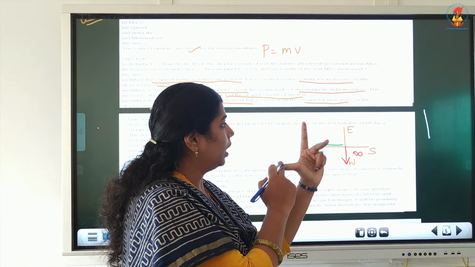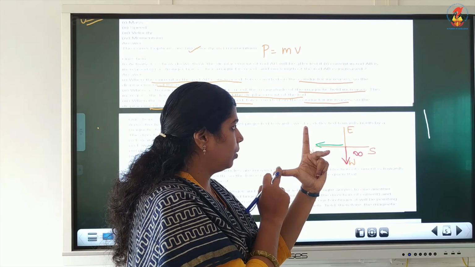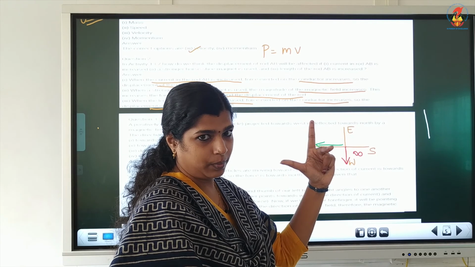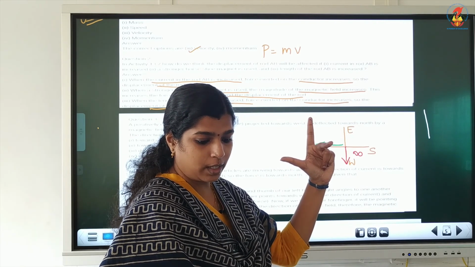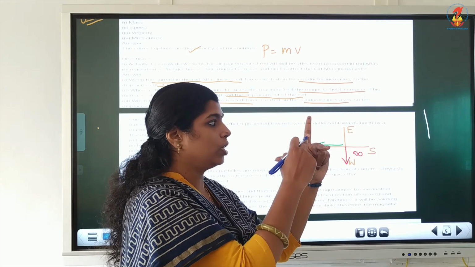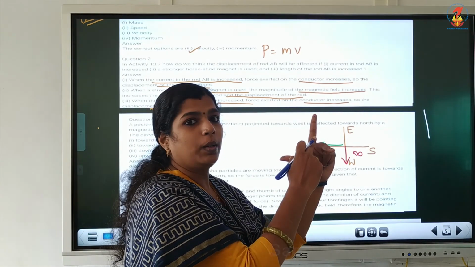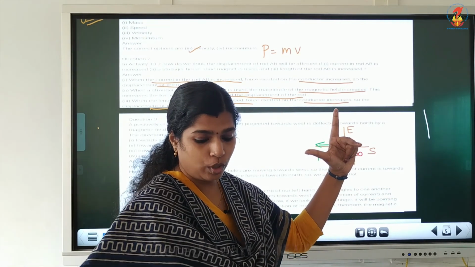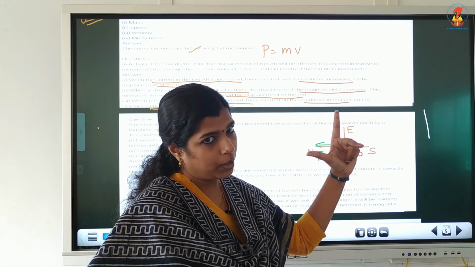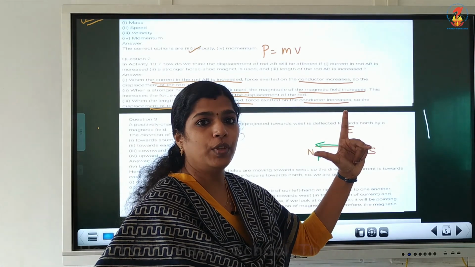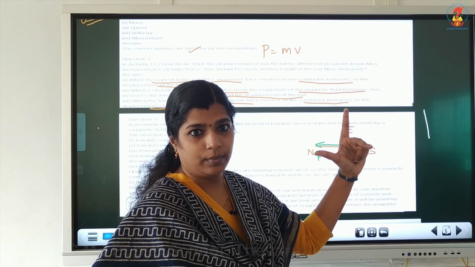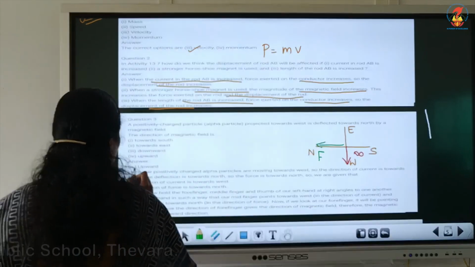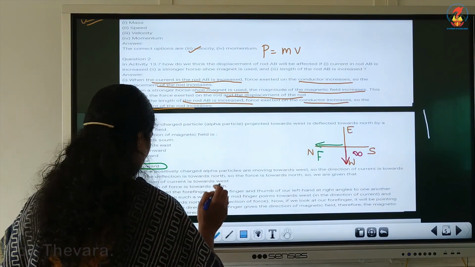Then the current is acting in the west direction. In which direction does the forefinger point? The forefinger points in the upward direction. So that is the direction of the magnetic field. So the answer is the upward direction.